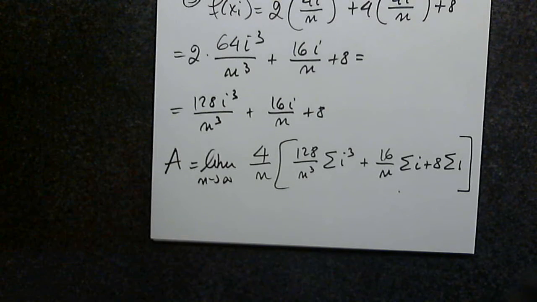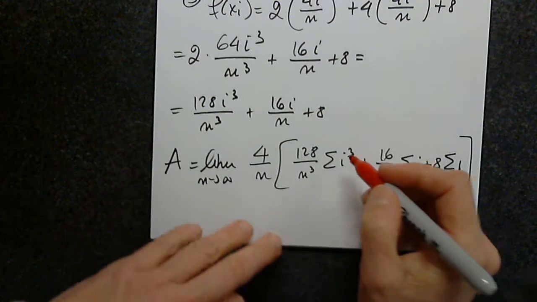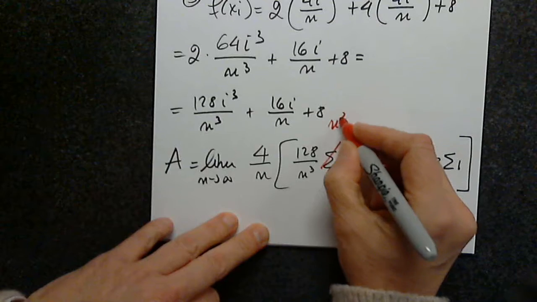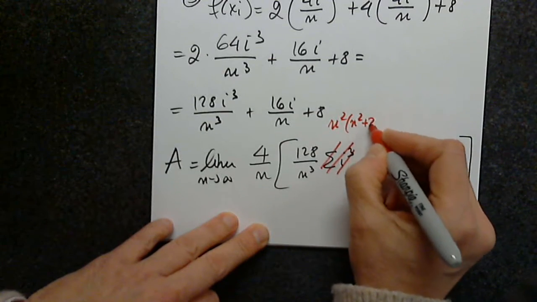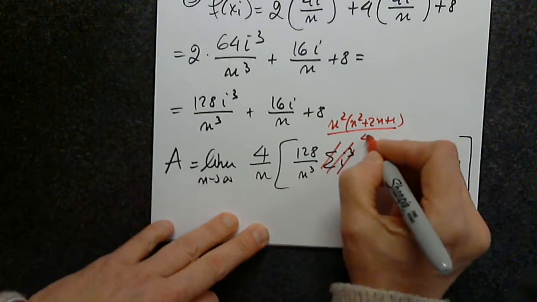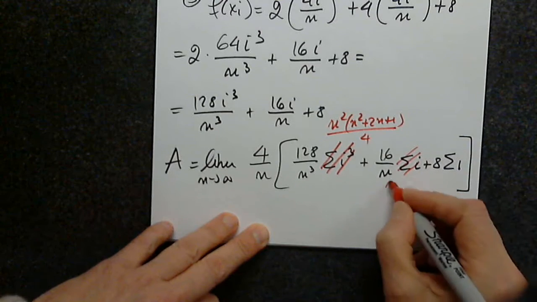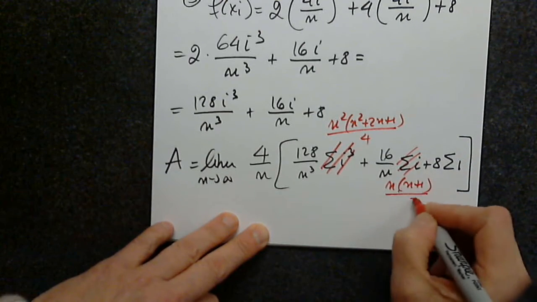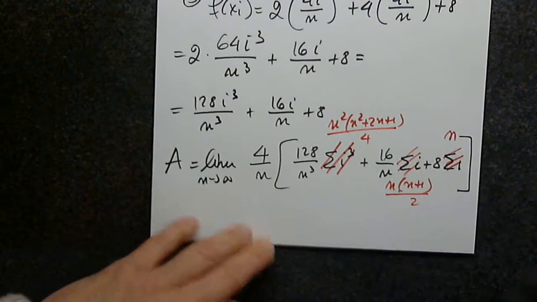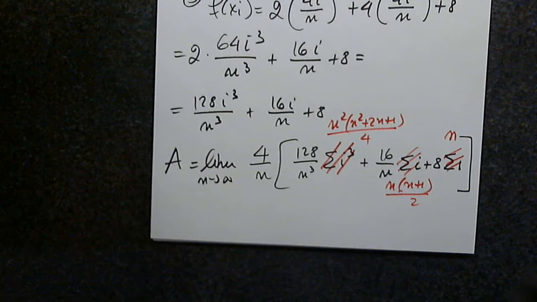So now we have to replace these 3 pieces. This gets replaced by n squared plus 2n plus 1 over 4. This piece gets replaced by n plus 1 over 2, and this piece gets replaced by n. So being able to manipulate and work with the summation notation is extremely important for moving forward. Okay, and you'll see what happens in the next class.